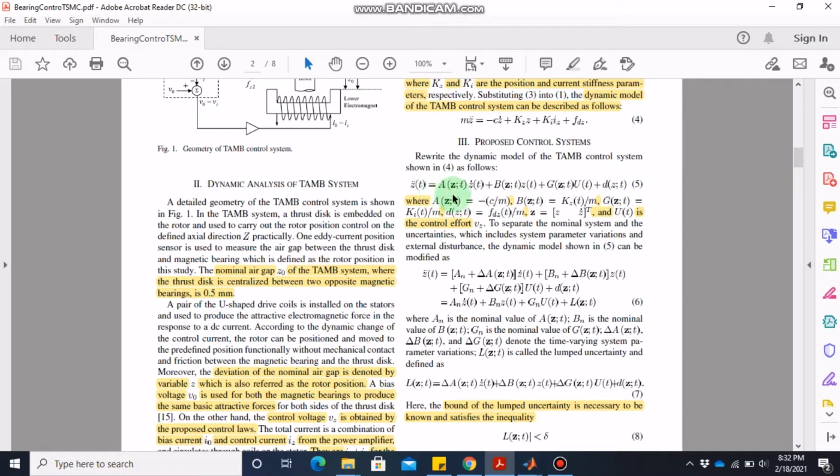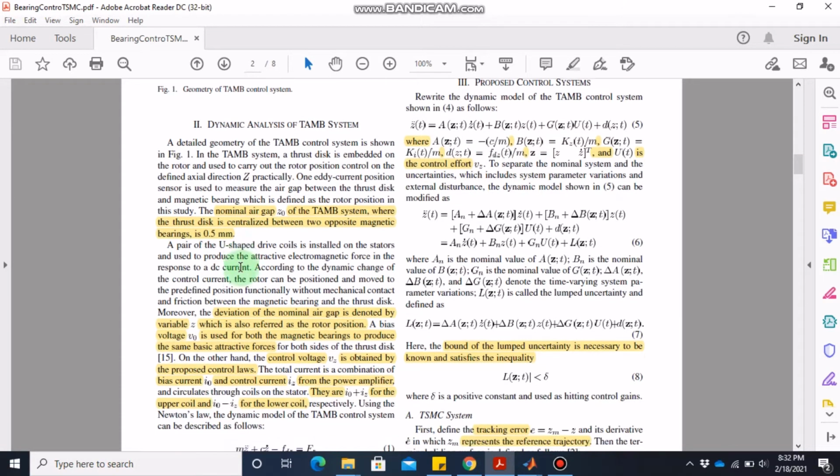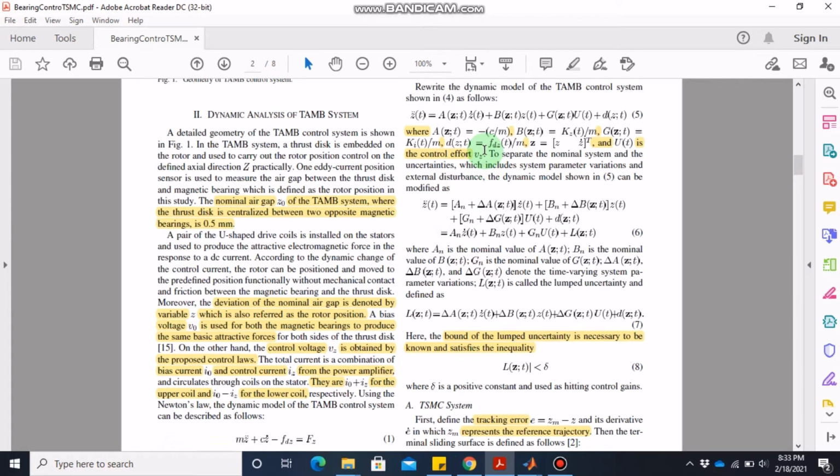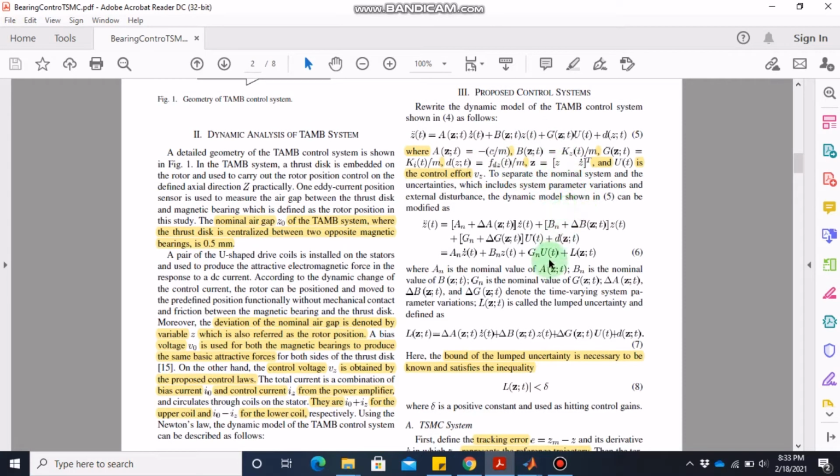So A is simply minus C over M, it's a constant, and the B is kz over m, is again a constant. G is ki over m, again constant, and D disturbance can be a function of time. So where this comes from is basically this is the force equation which is based on the currents, and they have converted this equation into a simplified form which I just described for you.